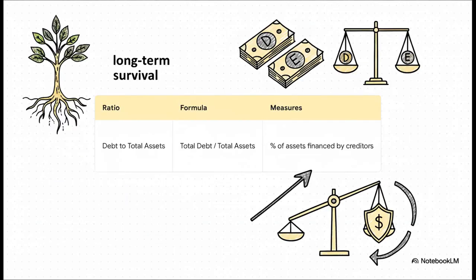Okay, so that was short-term health. What about the long term? For that, we look at solvency, basically the company's ability to survive in the long run. A key ratio here is debt to total assets. It tells us what percentage of the company's stuff was paid for with borrowed money. A figure of 40% means creditors have a claim on 40 cents of every single dollar of company assets. That's a huge indicator of financial risk.